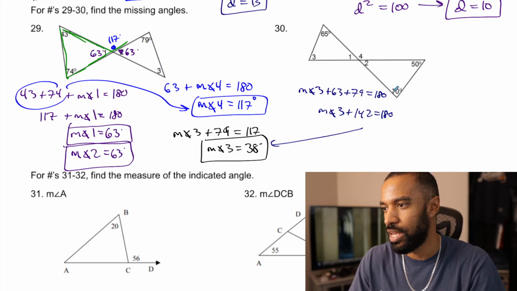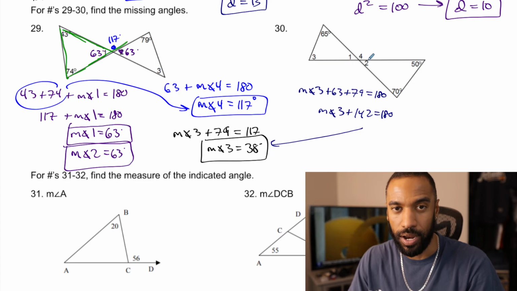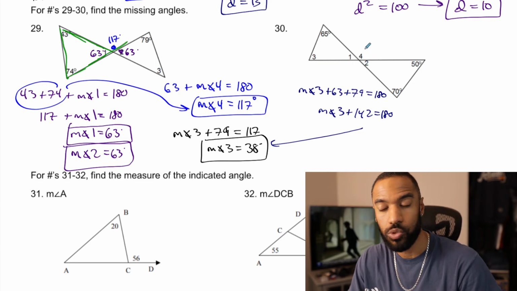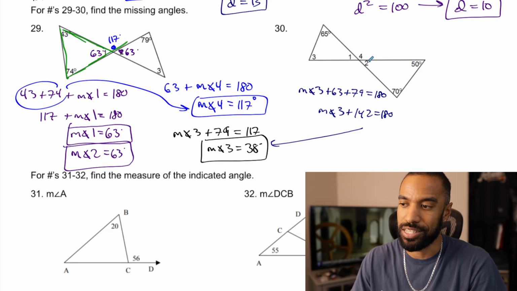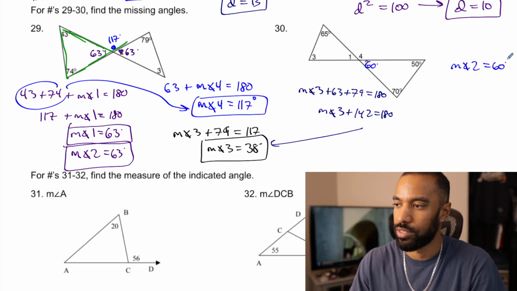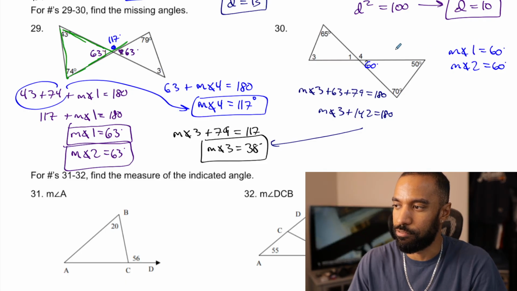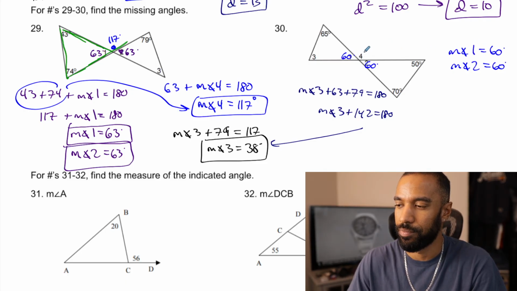It's within this triangle. 70 plus 50 is 120. Plus this measure should give you 180. 120 plus what is 180? 60. So measure of angle 2 is 60 degrees. Measure of angle 1, therefore, is also 60 degrees. It is a vertical angle pair with it. 4 is a linear pair with it. That should be 120.